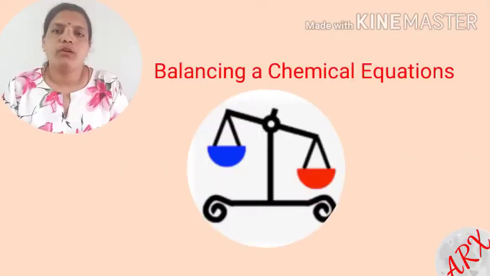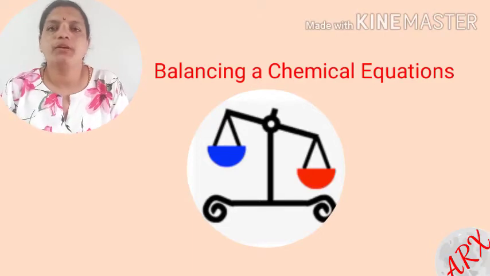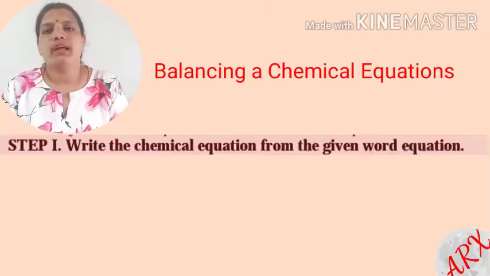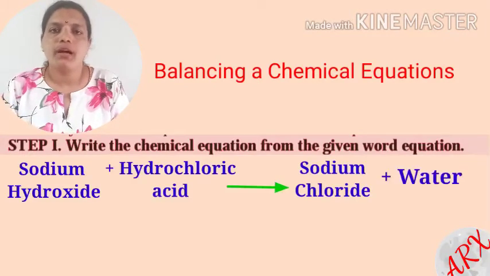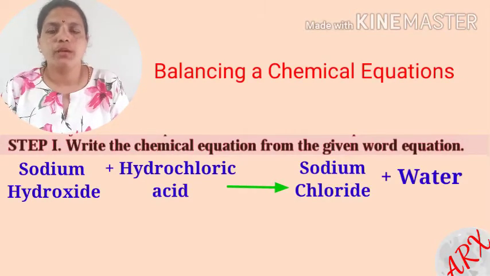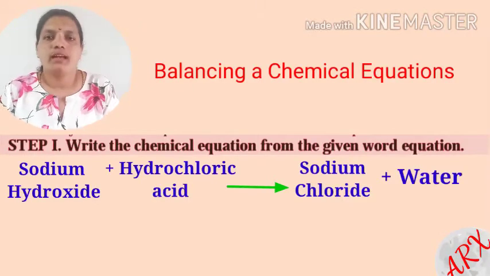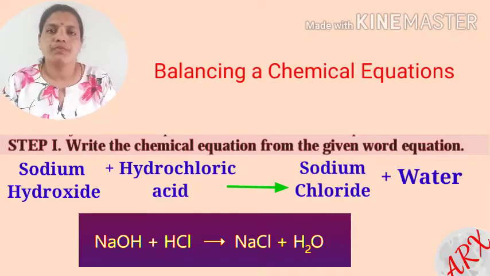Now we will move on to the steps in balancing a chemical reaction. Step number 1. First, we have to write the chemical equation from the given word equation. For example, sodium hydroxide reacts with hydrochloric acid. It gives sodium chloride and water. So we have to write it with chemical formulas. NaOH plus HCl gives NaCl plus H2O.